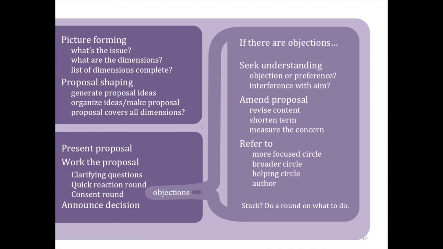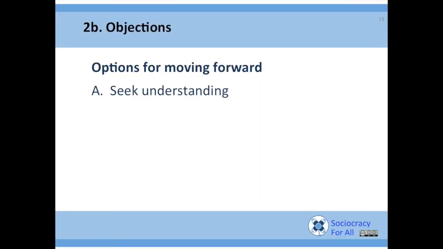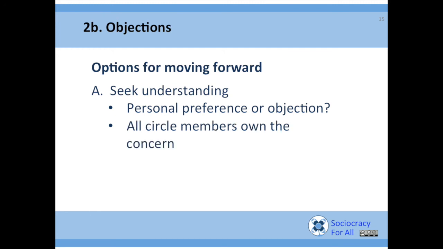So seek understanding, what does that mean? We want to understand, is this a personal preference or is this an objection? If it's just a personal preference, maybe that person would be willing to let go of it and see that really it does not harm the circle's aim of what do we really want to do. The good thing about seeking understanding, really digging and seeing what's behind that, what's the concern here, why don't you think this is safe to do? Is that all circle members will own the concern, because typically people don't come up with wild ideas why they don't like something. Typically it's very valid concerns like safety.